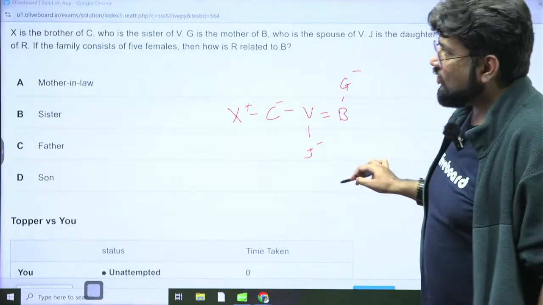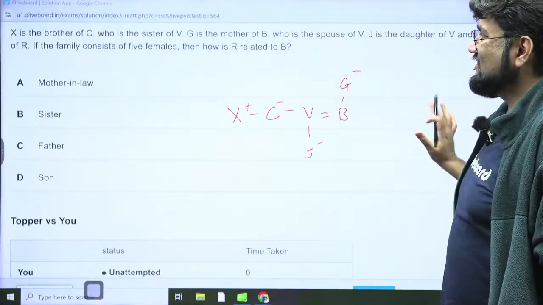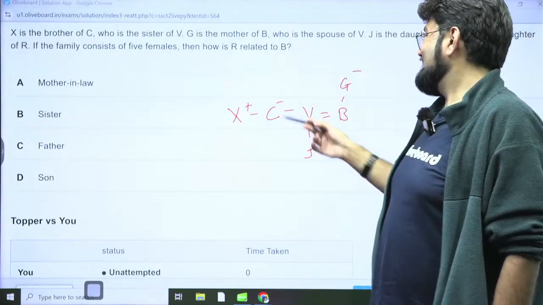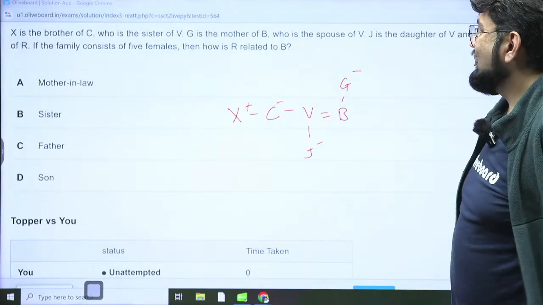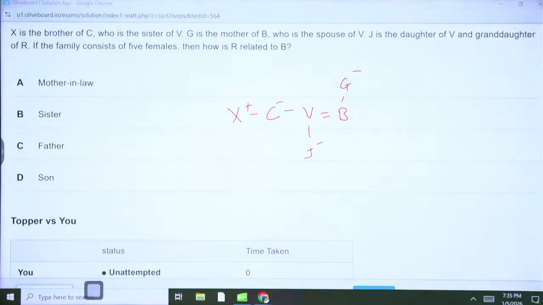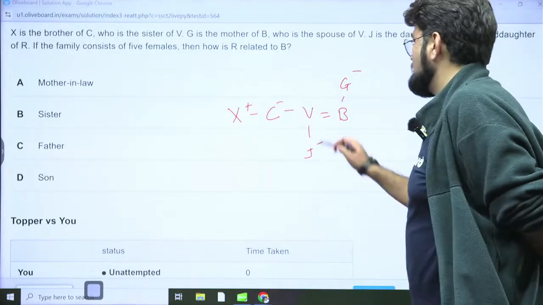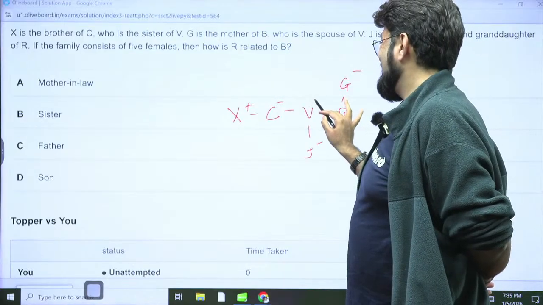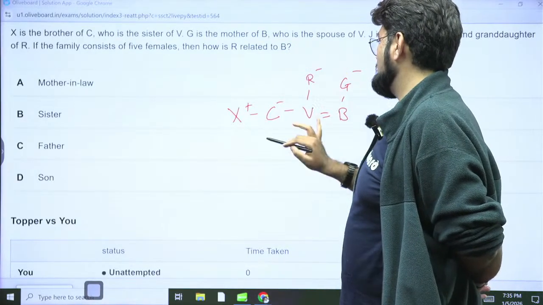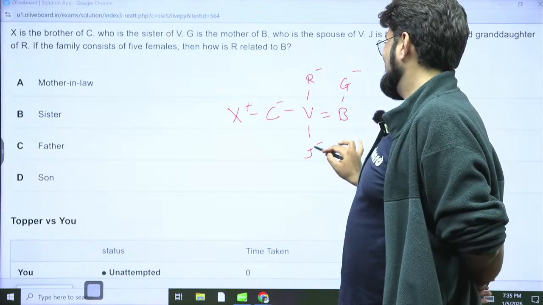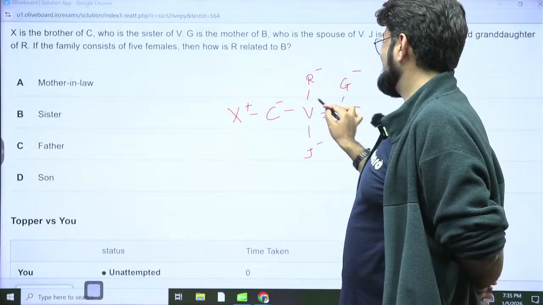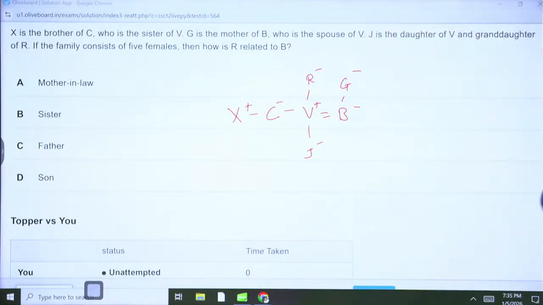and granddaughter of R. Wait, if the family consists of 5 females, so 1, 2, 3, how is R related to B? 1, 2, 3, so this has to be a female. And J is the granddaughter of R. So we can have this as a female. 1, 2, 3, 4. But we can have this also as a female. Yeah, this can be a male. Or vice versa, however it is.